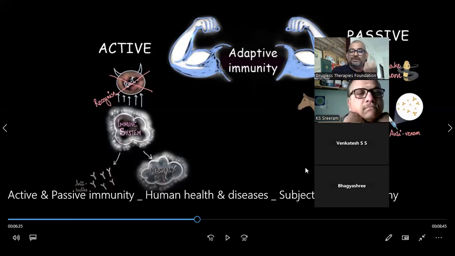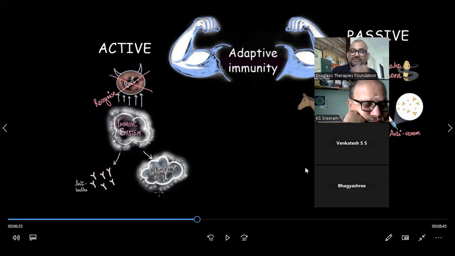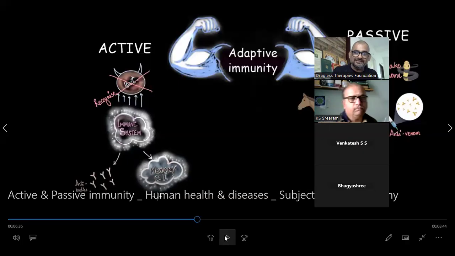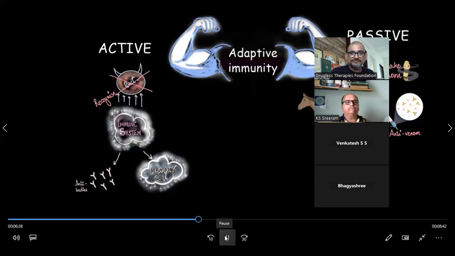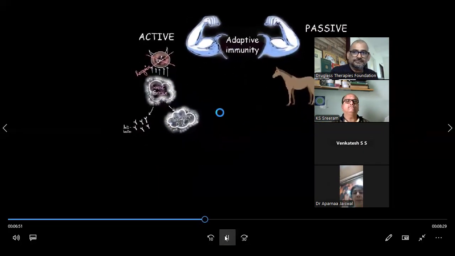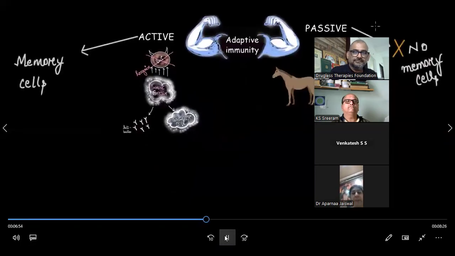Every time you come across such a problem, again you have to take the shots, because we are using somebody's immune system, like some animal's immune system, in our body. Right? Active immunity produces memory cells, but there is no question of memory cells in case of passive immunity, because here we have introduced antibodies from outside. So let me write down that in case of active immunity, memory cells are produced, but in case of passive immunity, no memory cells are produced.